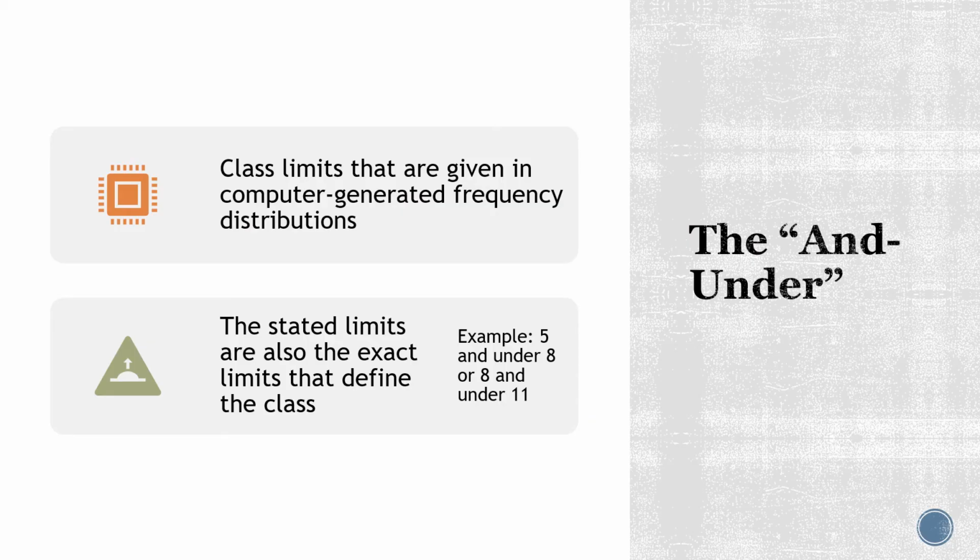The "and under" class limits that are given in computer-generated frequency distributions. The stated limits are also the exact limits that define the class. Example, 5 and under 8, or 8 and under 11.